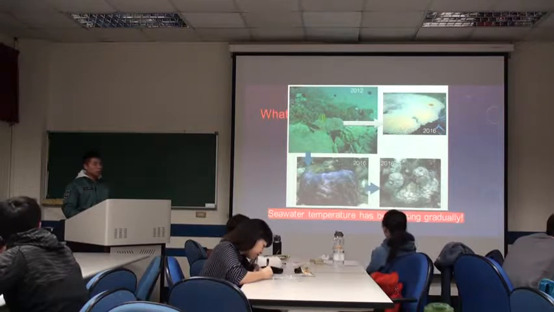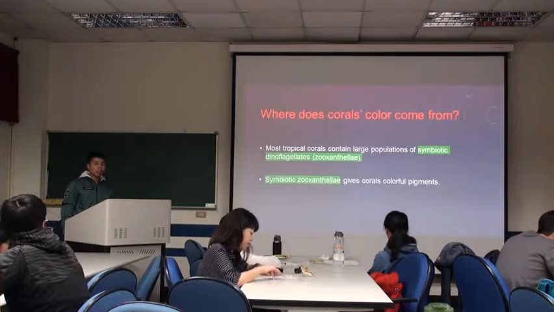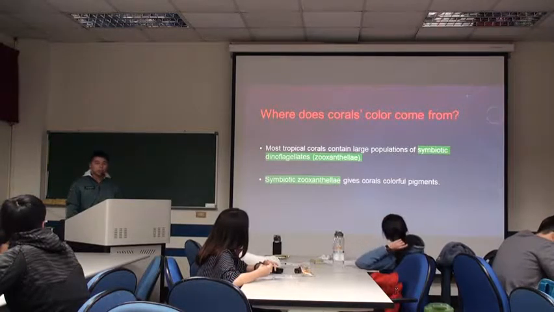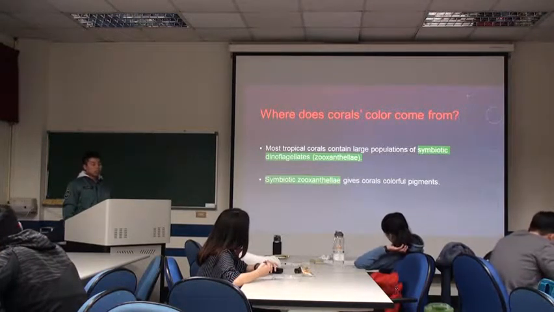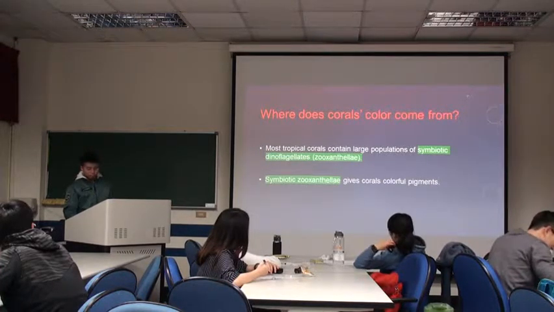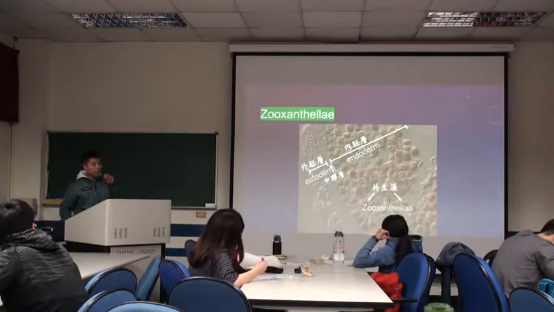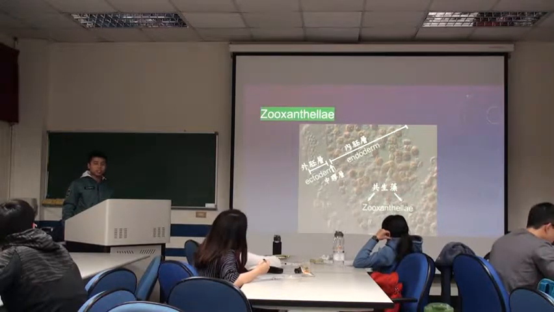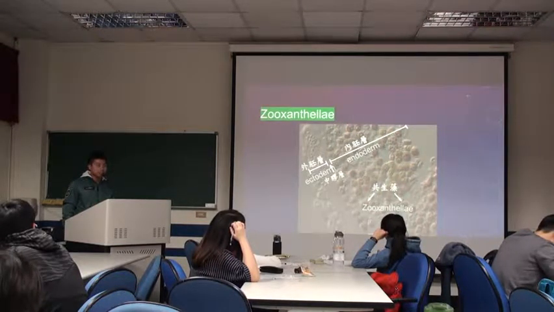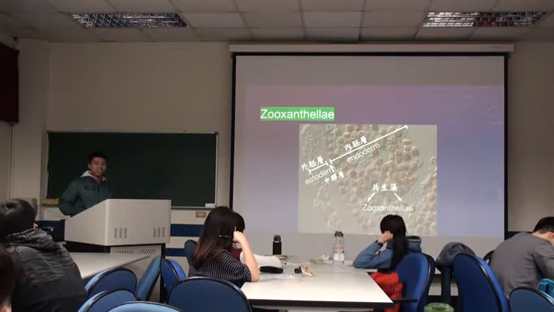Before we talk about how to conduct the experiment, let's talk about where coral's color comes from. Corals cannot make themselves colorful. They need dinoflagellates' help. Symbiotic zooxanthellae give corals colorful pigments. This is zooxanthellae. They are located in vacuoles within coral's endoderm. They can not only clean up the wastes, but also provide nutrients for corals. They are corals' good friends.